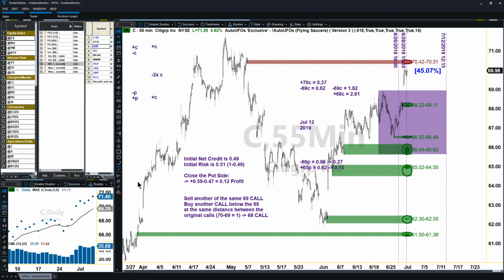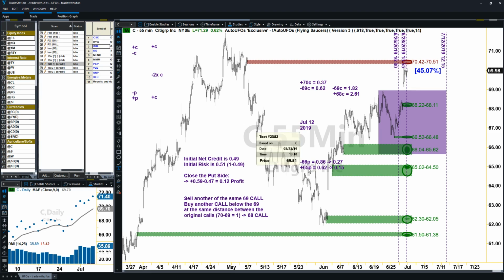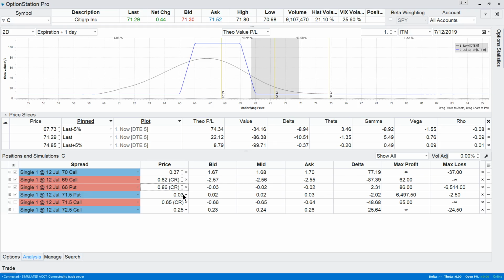Then we have the bottom part, which is 66, 65, where the 66 paid us 86, and the 65 paid us 62. We paid 62. Okay, so this is the condor. Notice how I have selected the 4 on the top, but the 2 below are unchecked. So even though we have them on the screen, just pretend they're not there because they're doing nothing at the moment. So 70, 69, 66, 65.